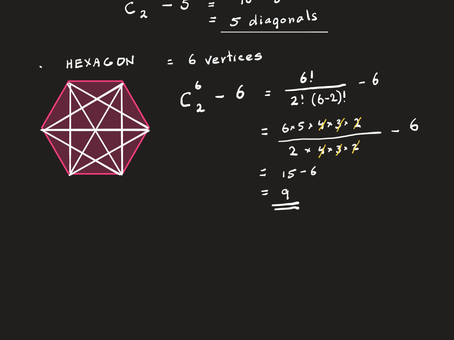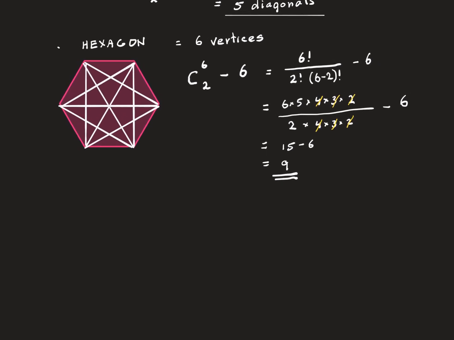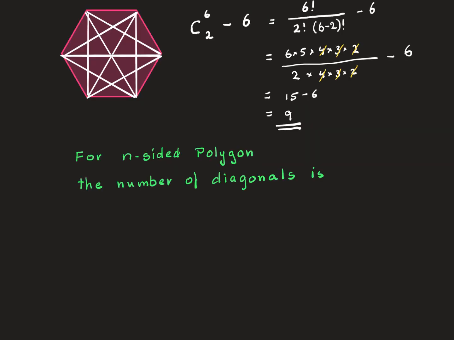So if it's getting harder to count them, what would happen if I wanted to find out the number of diagonals for an n-sided polygon? So for an n-sided polygon, the number of diagonals would be a combination of n vertices. We're always choosing 2, and we always must remember to take away the number of edges. In this case, it'll be n.